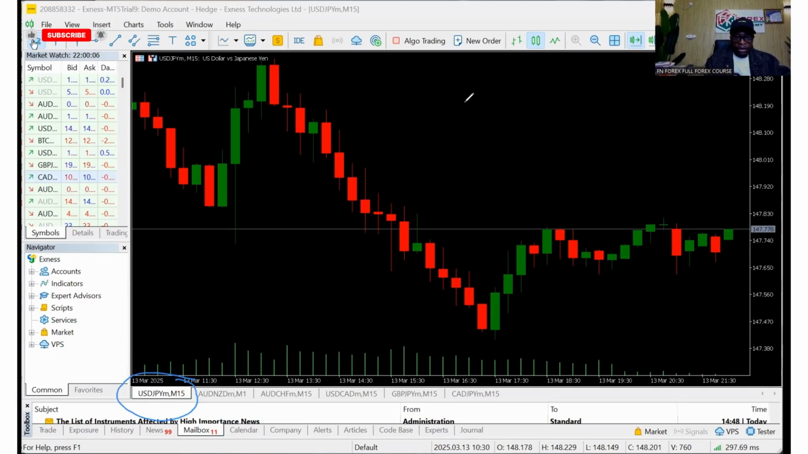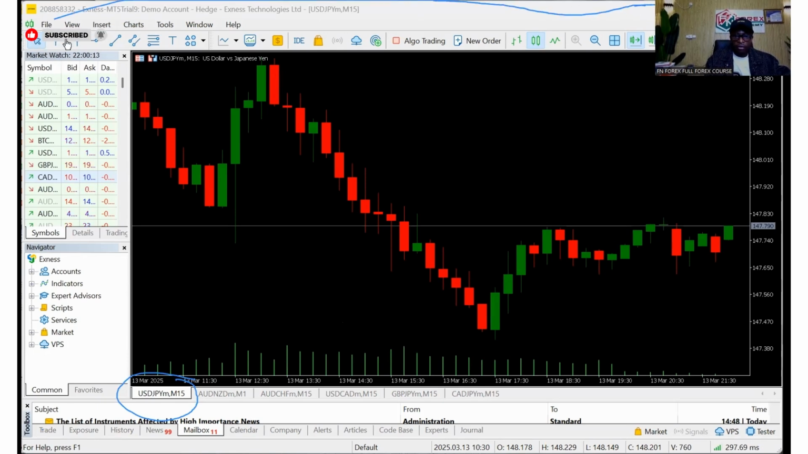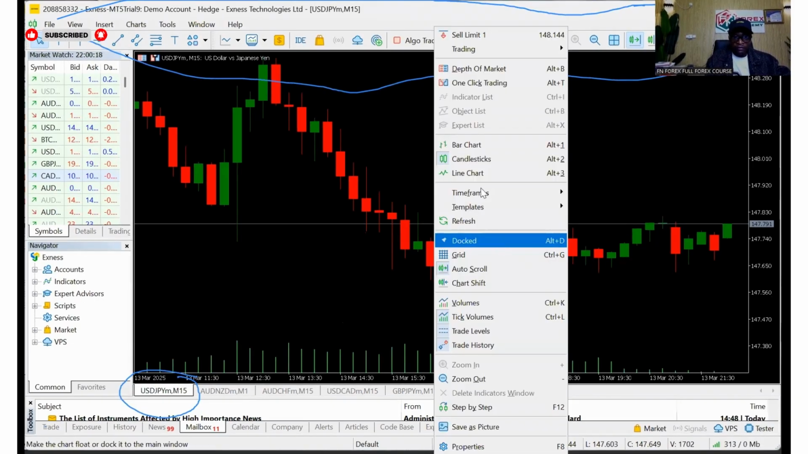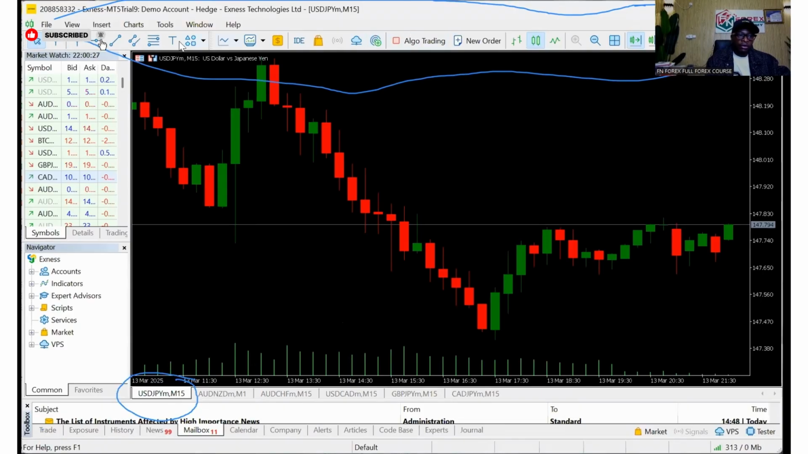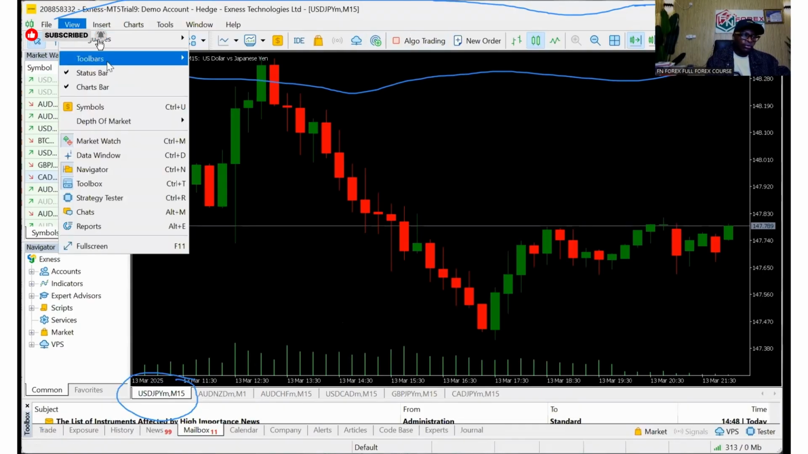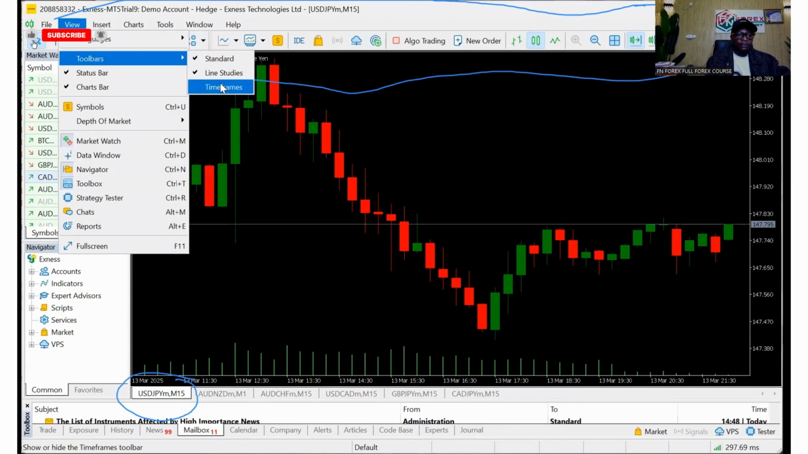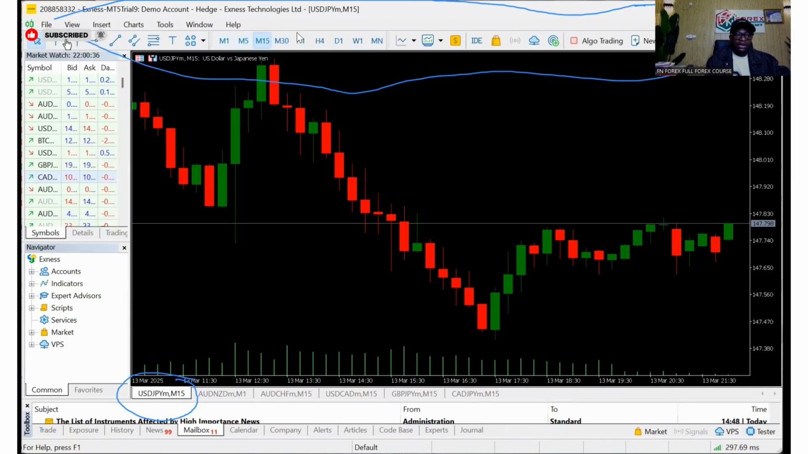Now on USD JPY, we have the different time frames. You look at my menu, my toolbar right up here. You see that we don't have time frames. For you to navigate time frames, there are two things. You can right click on the chart and go to time frame. You see that we have 1 minute, 5 minute, and all the other time frames there. You can also add it on the toolbar right up here. You just come to view, then toolbar, then add time frame. Now our time frames are up here.